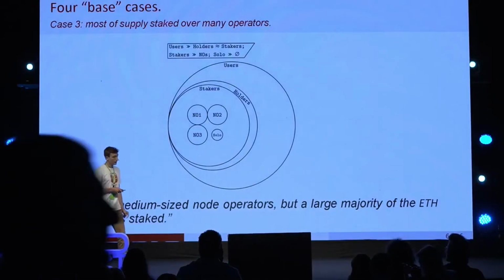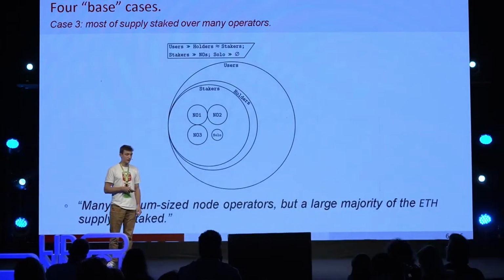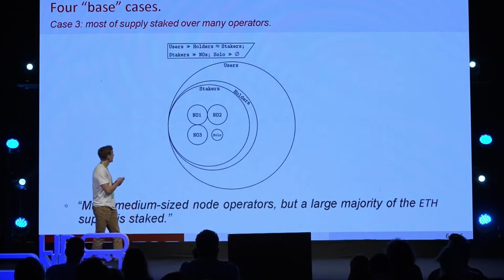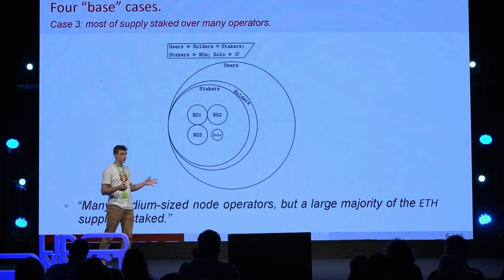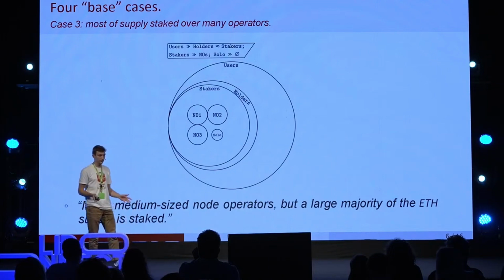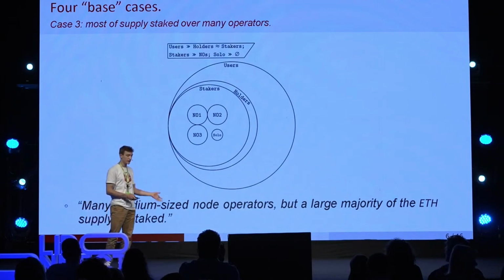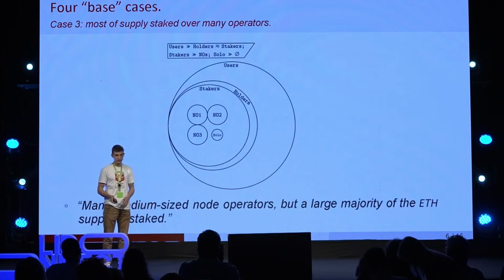Case number 3, most of the supply is staked, but we have more operators. So this is the inverse of the previous case, where now users is still much greater than the holders set, but the staker set is almost the same size as holders. And what this means is that almost all of the ETH supply is staked. It'll never get to 100% because people still need ETH to pay for gas, for transactions, but you could imagine a world where 90% or 90+% of the ETH supply is staked.